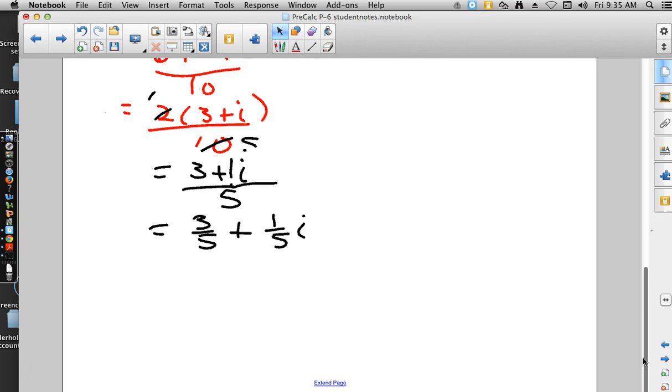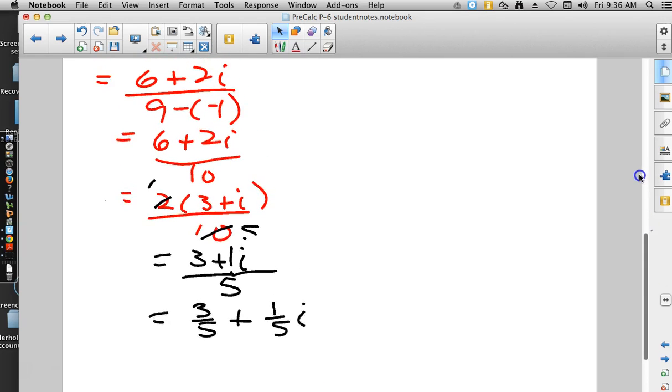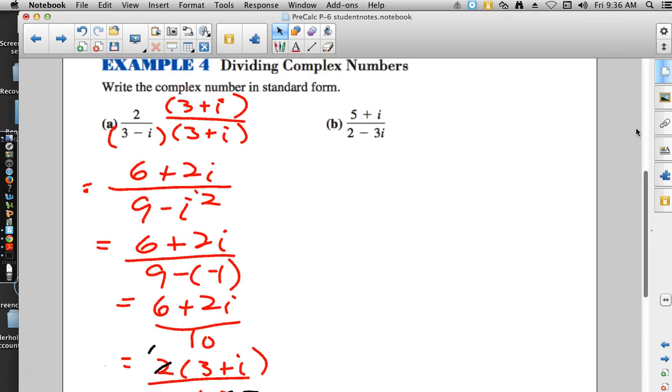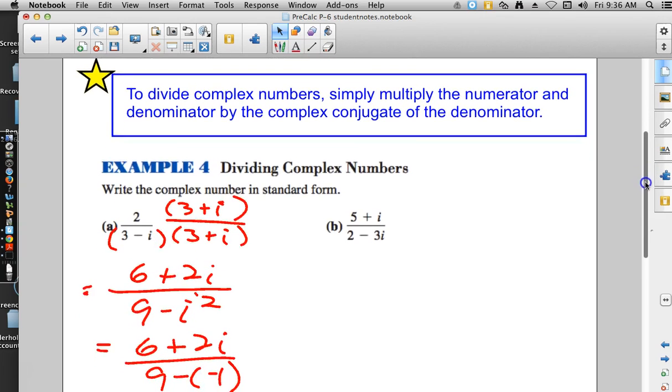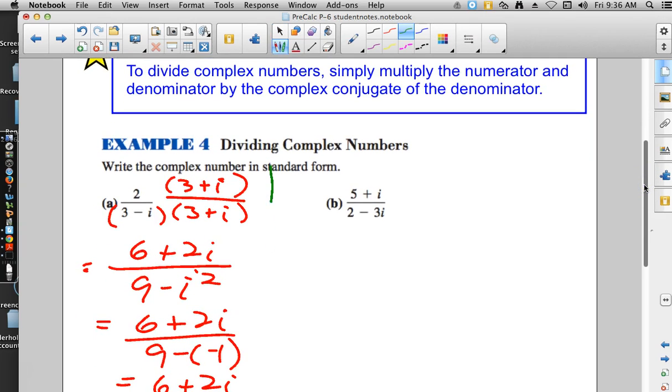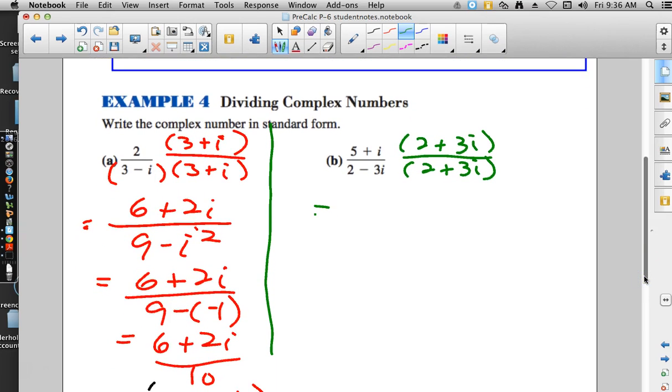All right, so let's try the next one. What are we multiplying by, everybody? 2 plus 3i. A little more work for this one, right? Why don't you go ahead and multiply by FOIL on the top. See what you get.